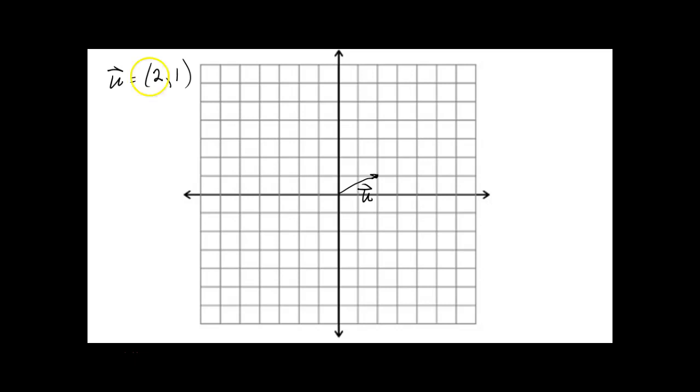Okay, so what if we did 3u? Well, that would be 3 times the vector 2, 1. And that would be 6, comma, 3. Yeah, you just give it the new things.